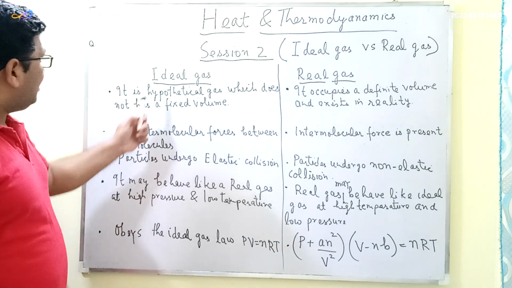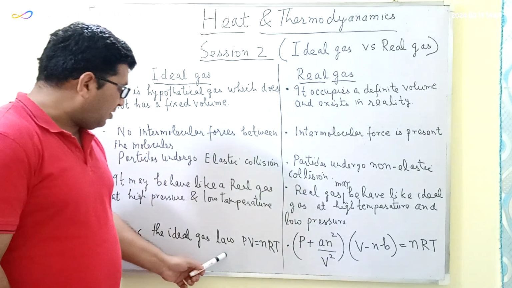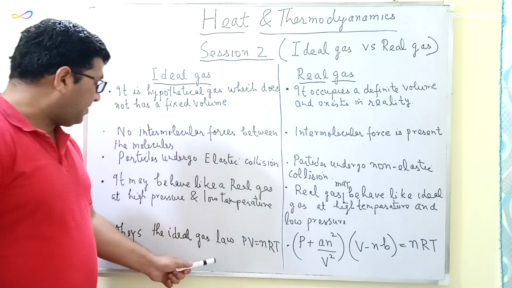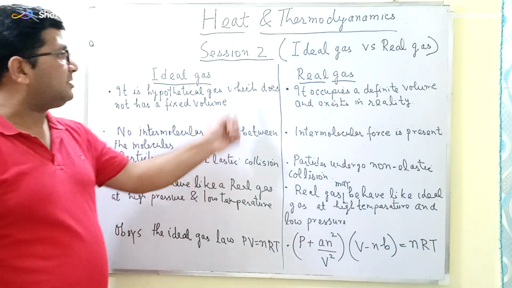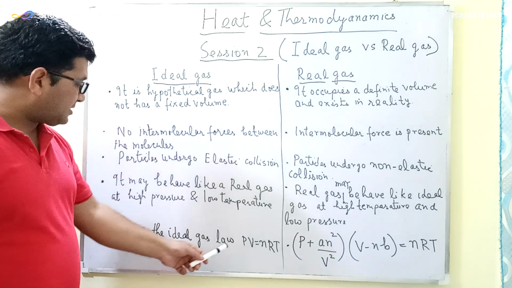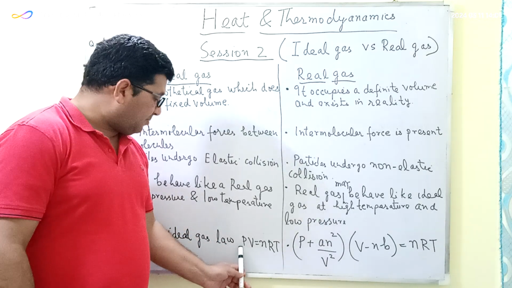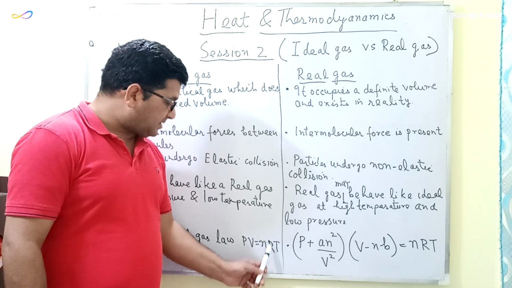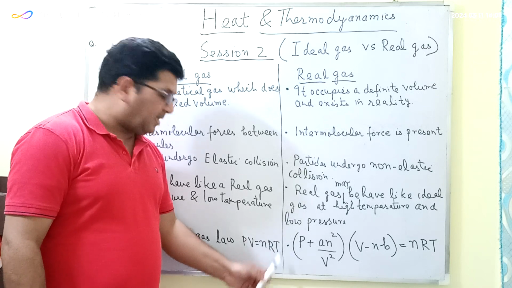Last point, the ideal gas obeys the ideal gas law, that is PV is equal to nRT. We will be discussing this ideal gas law in the next session. Here the ideal gas law is PV equals nRT, where P is the measured pressure, V is the measured volume, n is the number of moles of the gas, R is the gas constant, and T is the temperature.